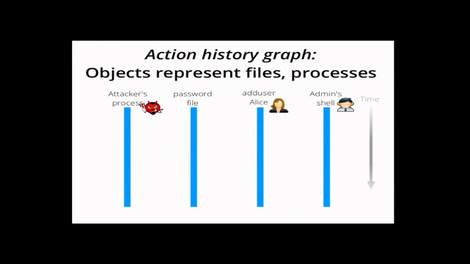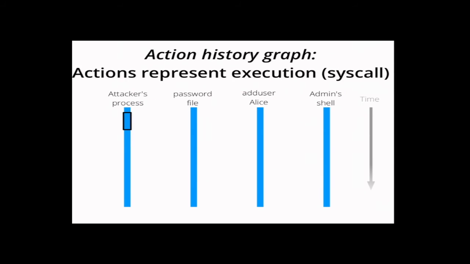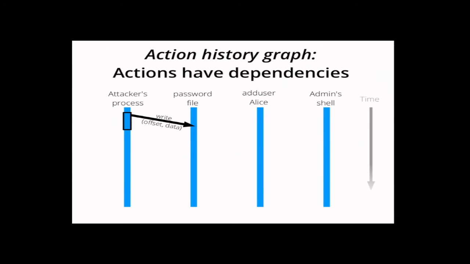In Retro's action history graph, we have objects that represent files and processes in our operating system. In our slide, we have four such objects, including attacker process, password file, user Alice, and admin shell. And in our action history graph, each object has a set of actions that represent their execution. For example, all the system calls in our operating system are considered actions in our action history graph. Also, each action has a set of dependencies. For example, if attacker process writes to the password file, we're going to create a dependency from attacker process to the password file. Similarly, if admin shell invokes the adduser process, we're going to create a dependency from admin shell to adduser process.